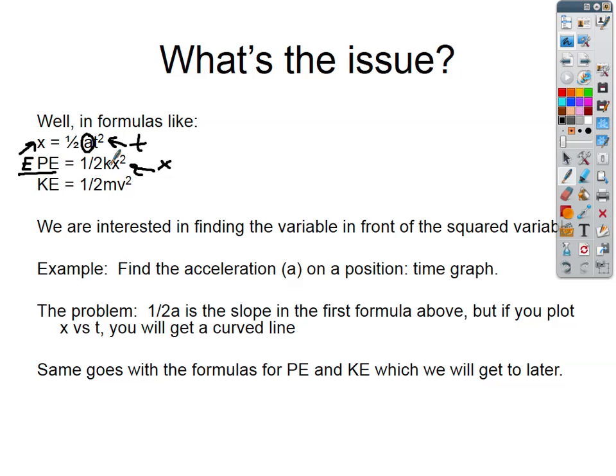And so this is your example here. Find the acceleration on a position-time graph. The problem is that one half a is the slope in the first formula above, but if you plot x versus t, you're going to get a curve. Same goes with the other formulas. One half a would be the slope, but if I'm looking at a curve, the slope is constantly changing. That's the whole idea of a curve: you don't have a consistent slope.